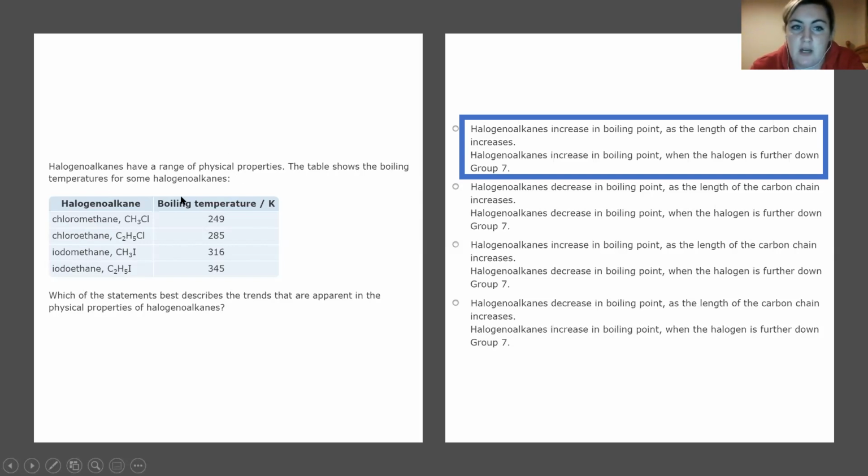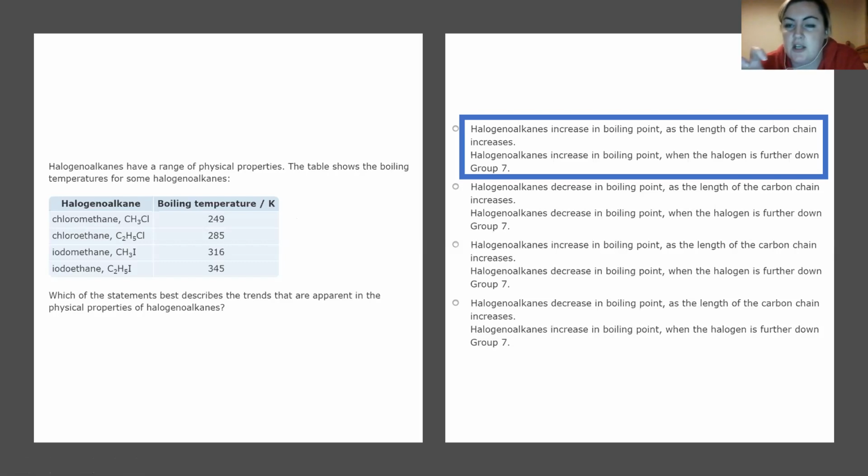Halogenalkanes increase in boiling point, yes, as the length of the carbon chain increases, correct. And the halogenalkanes increase in the boiling point when the halogen is further down group 7. So why is that again? Have a think if you can put it into a sentence why exactly that is.